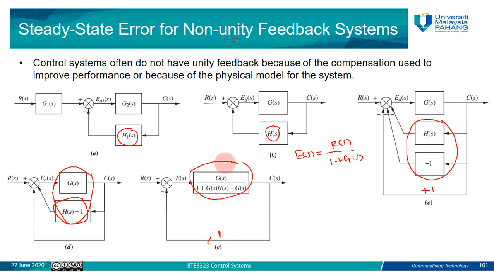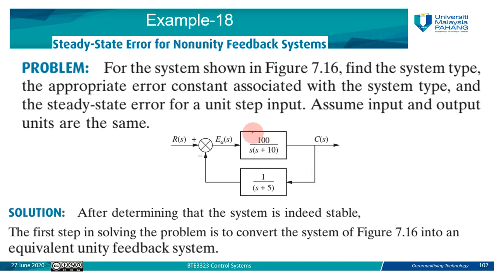Okay, so now this method is just used to convert from a non-unity feedback into a unity feedback system. Why? In order to simplify the calculation of the steady state parameter based on the formula that we learned before, using the G(s) value, which is R(s) over 1 plus G(s). So this is one example here, steady state error for non-unity feedback systems.